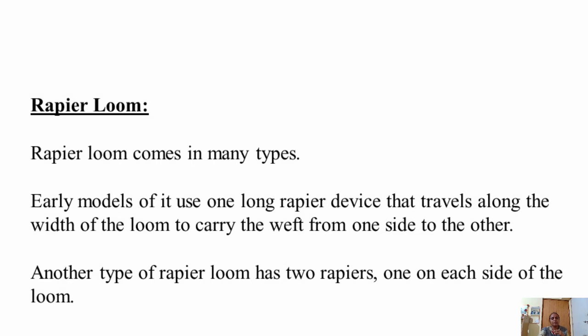So, the rapier loom is also a shuttleless loom. It comes in many types. Early models used one long rapier device that travels along the width of the loom to carry the weft yarns. Instead of the shuttle, we are using the rapier as a device to carry the weft yarns.